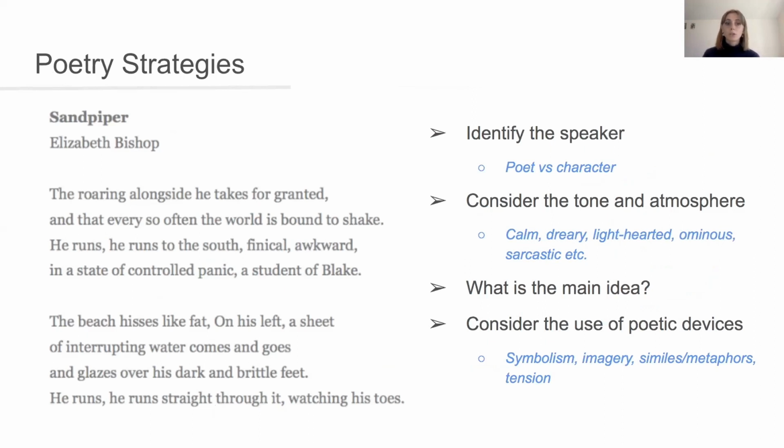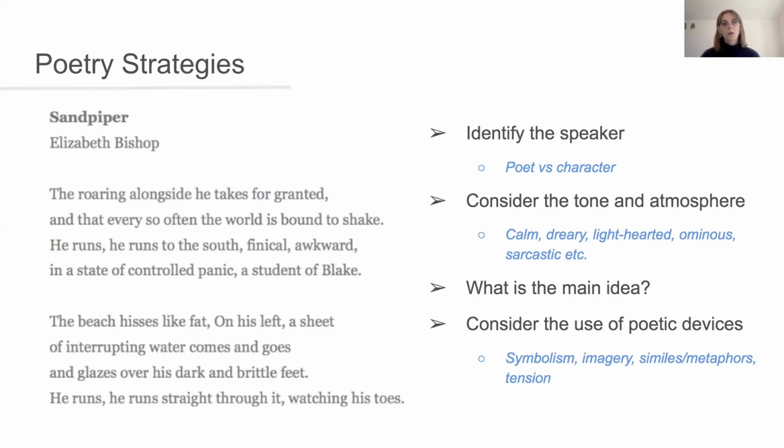So firstly, we have poetry. Some important things to think about when you're coming across a poetry passage is you want to identify who the speaker is, and differentiate between the poet and the characters, because the poet may have a different perspective or idea compared to the character that he or she is talking about. So keep that in mind.